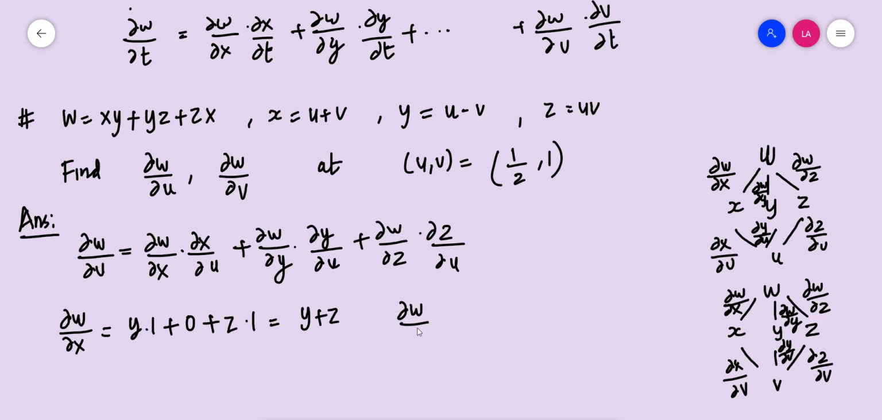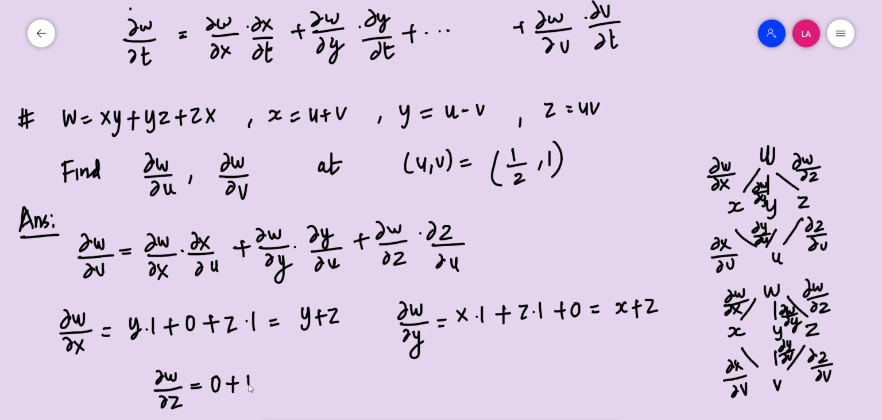Now dou w by dou y: with respect to y, x is constant, so x into derivative of y, which is 1, plus z into derivative of y, which is 1. Z and x are constant, its product is constant, derivative is 0. Now dou w by dou z. So with respect to z, x and y are constant, its product is constant, derivative is 0.